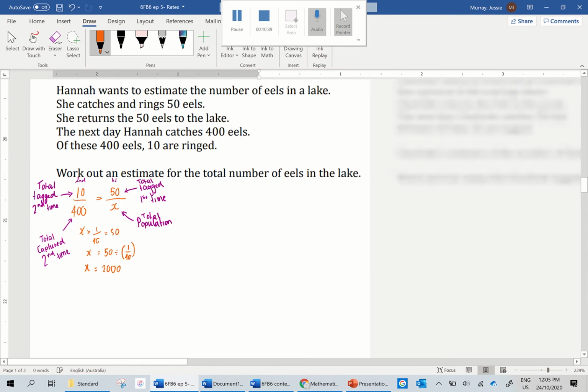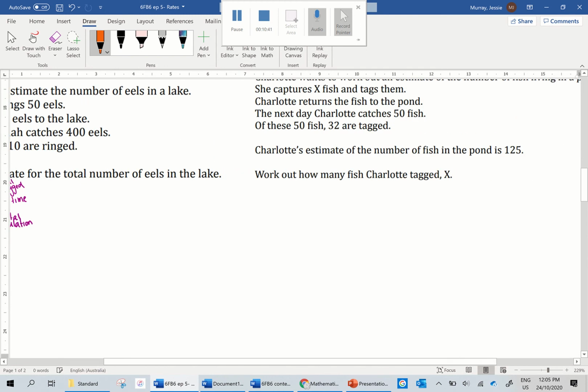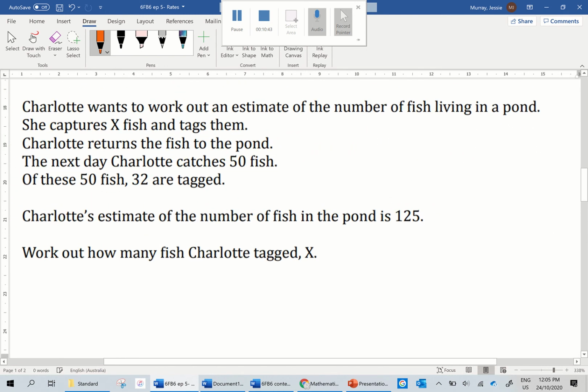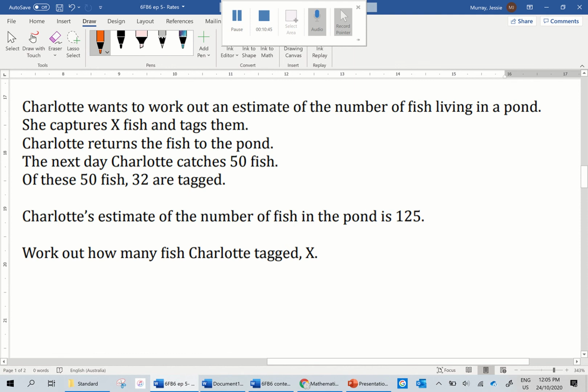So what I'd like you to do, this one's not exactly the same. It's a little bit tougher. Pause the video and give this a go. Fill it into your scale factor or your formula, write it how you need to, and then rearrange for what you need.